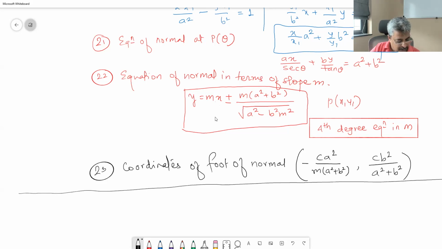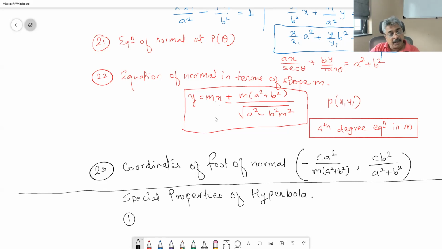Now special properties of hyperbola. Of course, first property is S dash P minus SP is equal to 2A, which we have already proved. Absolute difference of focal distances equals length of transverse axis. That is how you can remember.